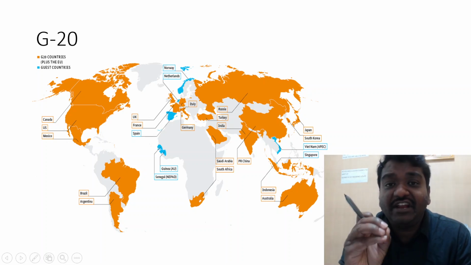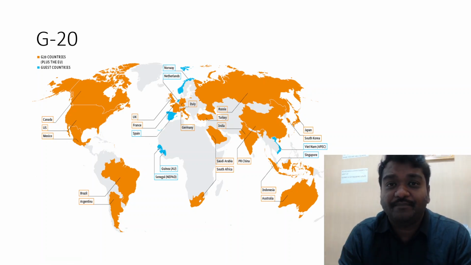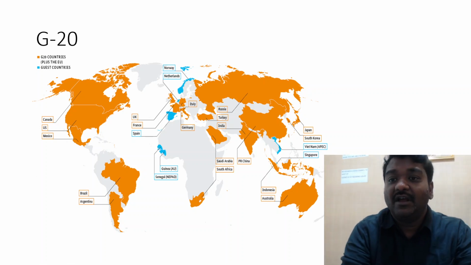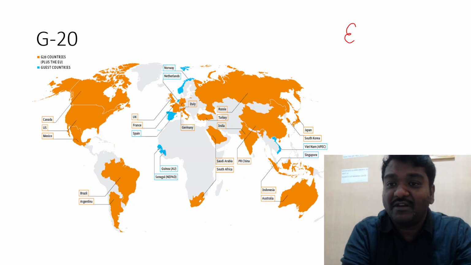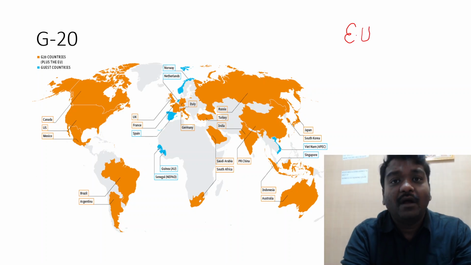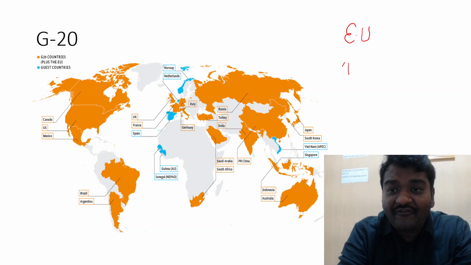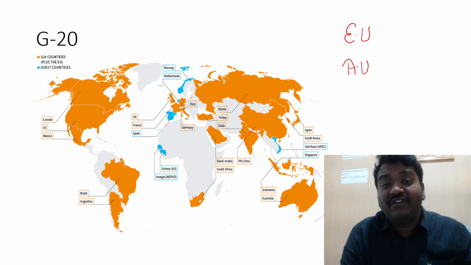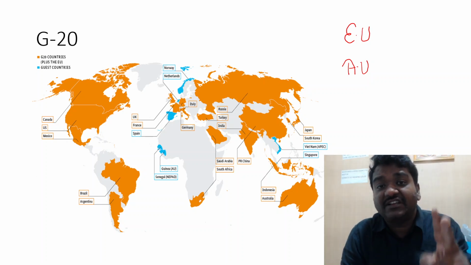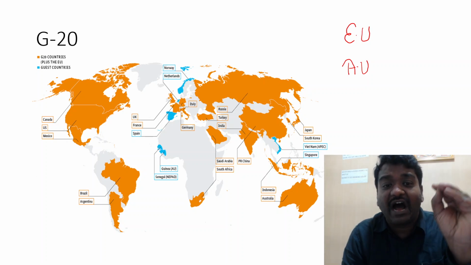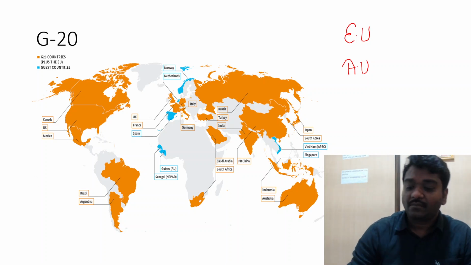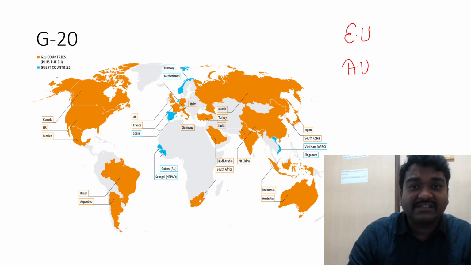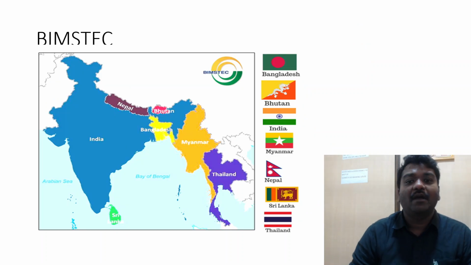These are 19 countries, G19. Plus, you have European Union. And recently, African Union also became part of this. So G20 is a group of 19 countries plus two organizations, that is European Union and African Union. Okay, this can be asked, so I want you to see this.